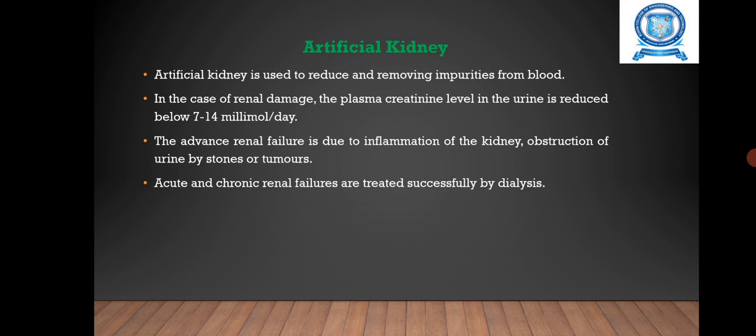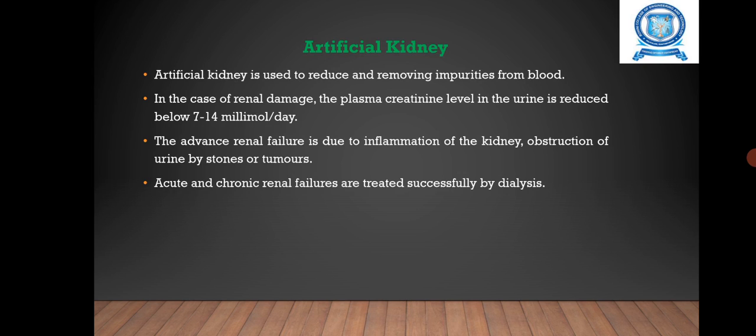First, we are going to see the artificial kidney. It is used to reduce and remove impurities from blood. In case of severe renal failure, kidney transplantation is a permanent solution, but the temporary treatment is dialysis. For example, in case of renal damage, the plasma creatinine level in the urine is reduced below 7 to 40 millimole per day.